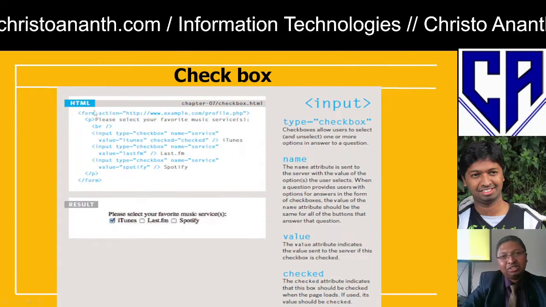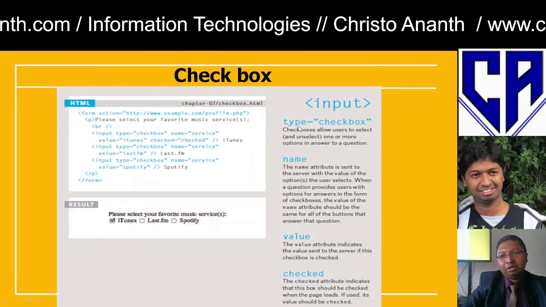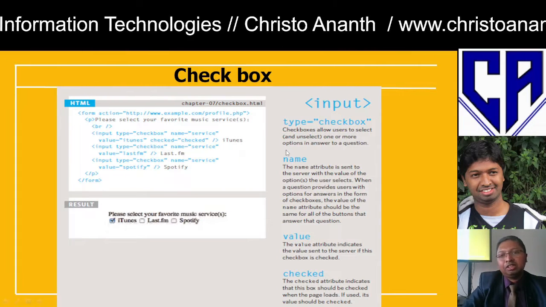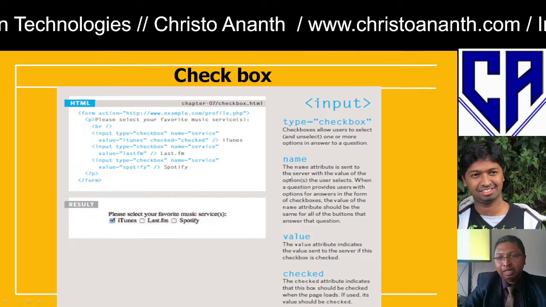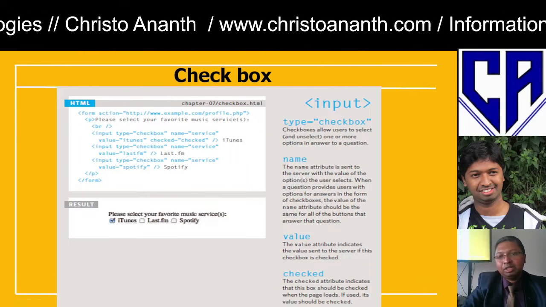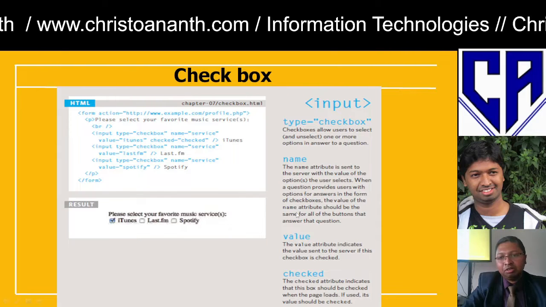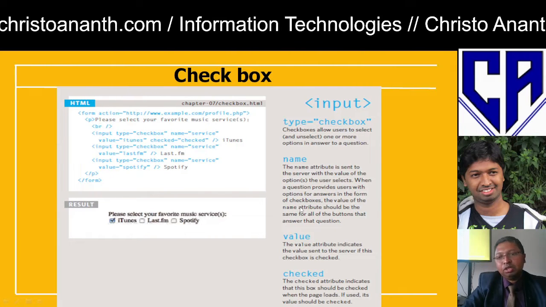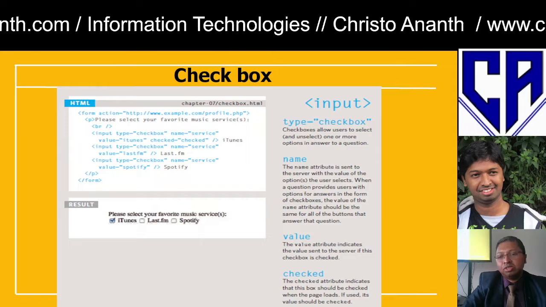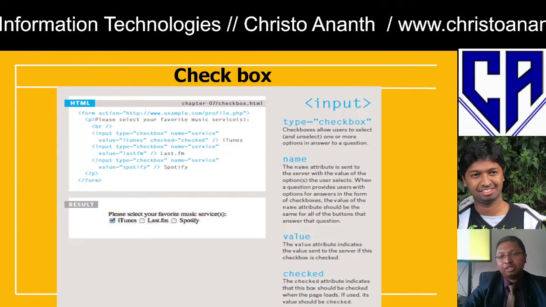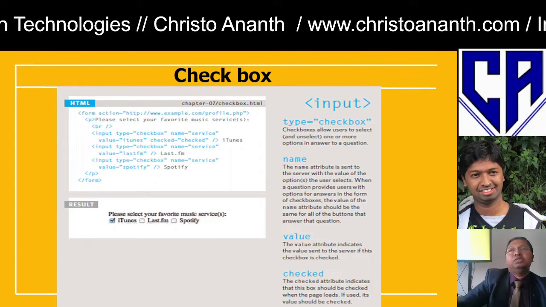Right, so this is the checkbox. You'll have type equal to checkbox. You can select it or unselect it also, and you have name. The name attribute is nothing but the name which you are going to send to the user. And then you have the value attribute also. The value is sent to the user if this checkbox is checked, and checked is the option which you have selected.